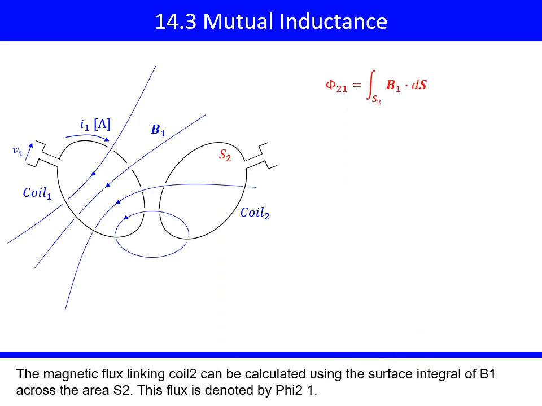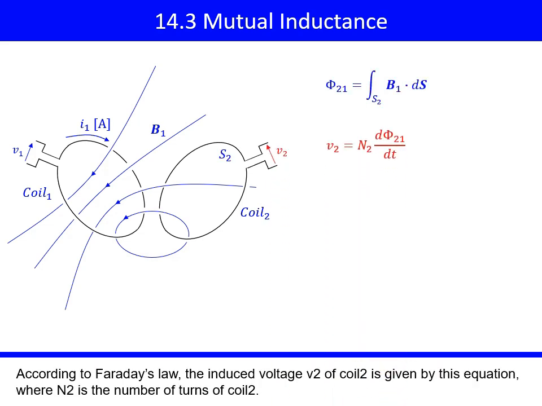The magnetic flux linking coil 2 can be calculated using the surface integral of B1 across the area S2. This flux is denoted by phi21. According to Faraday's law, the induced voltage V2 of coil 2 is given by this equation, where N2 is the number of turns of coil 2.